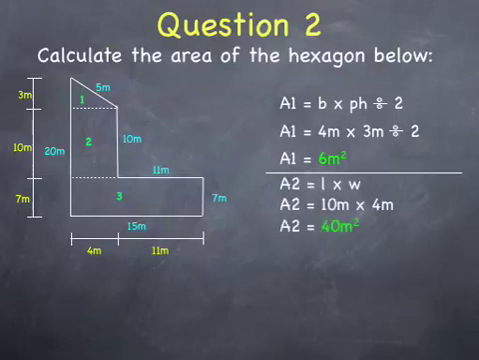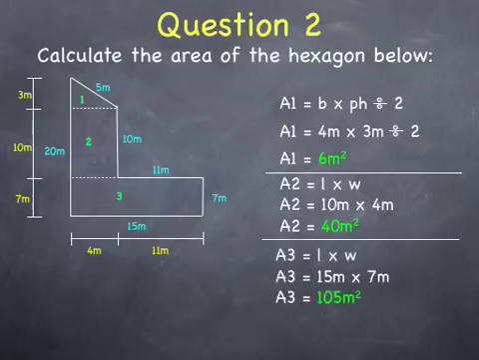Second shape, A2. Rectangle, length times width equals 10 times 4. Just look carefully at the diagram if you're not sure where I'm getting 10 and 4 from. The yellow markings should help. So it's 40 square metres. Third shape, rectangle, length times width, 15 times 7, 105 square metres.